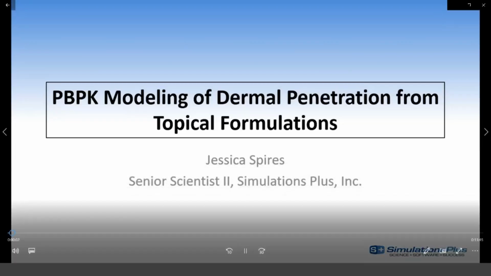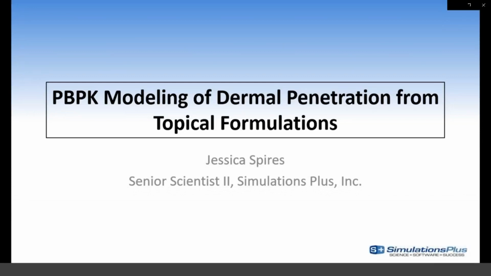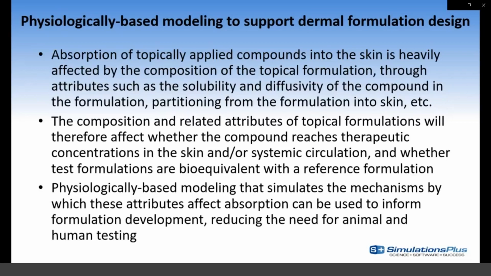Hello, my name is Jessica Spires. I'm a senior scientist at Simulations Plus, and today I'm going to talk about PBPK modeling of dermal penetration from topical formulations using the GastroPlus software. In particular, today I'd like to talk about physiologically based modeling to support dermal formulation design, and we'll be using the case study of clobetasol to explore this.